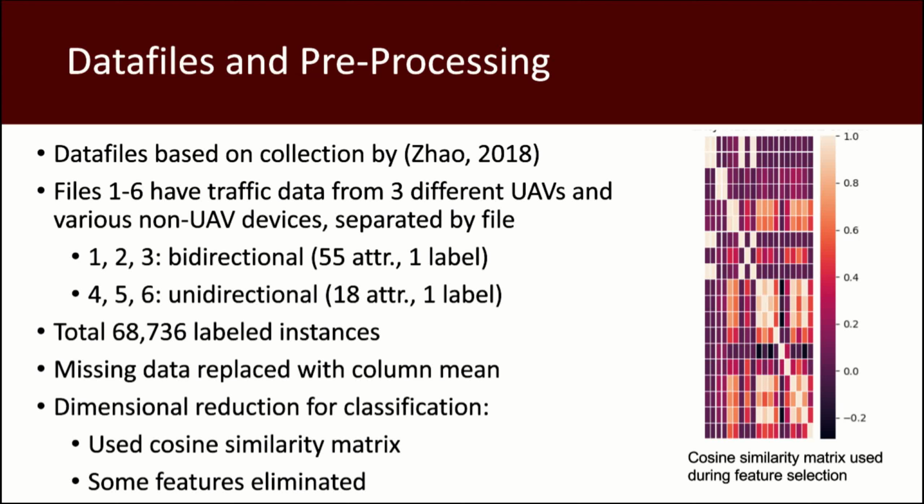The data did not have much missing data or any extraneous data, but our program is able to replace that with the column mean and to discard any rows that have extraneous data. We also did some dimensional reduction for classification. We use the cosine similarity matrix on the right that's generated when the program reads a file to see which features can be eliminated in order to speed up the classification algorithm.